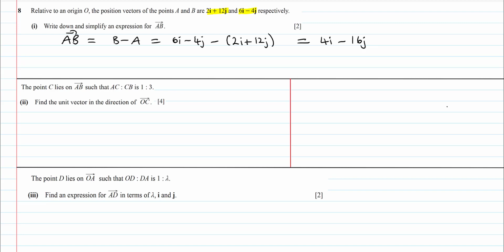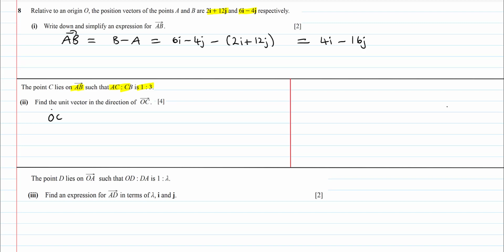For part 2, we're given that the point C lies on AB such that the ratio AC to CB is 1 to 3. So that means on that vector AB, we've split it up into 4 parts, and one part of that is AC. So AC is going to equal 1/4 of AB.